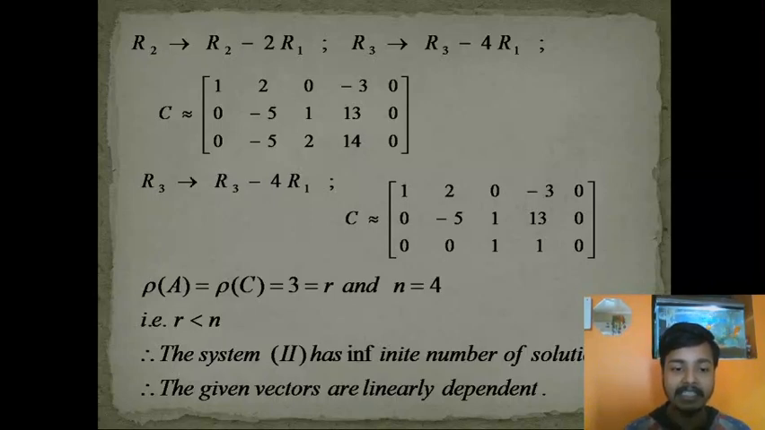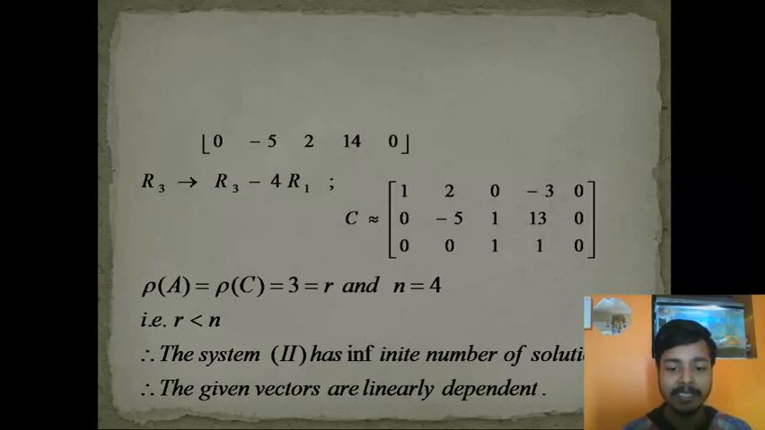The third condition says the system has infinite number of solutions, and if the system has infinite number of solutions, the given vectors are linearly dependent. So just remember one remark: infinite solution means linearly dependent, unique solution means linearly independent. These two things you have to remember. I will ask this question during the interaction.